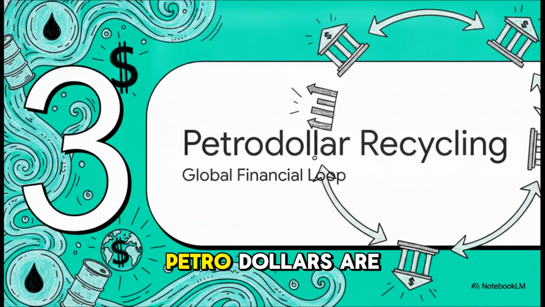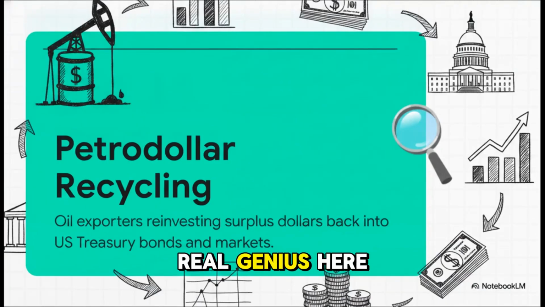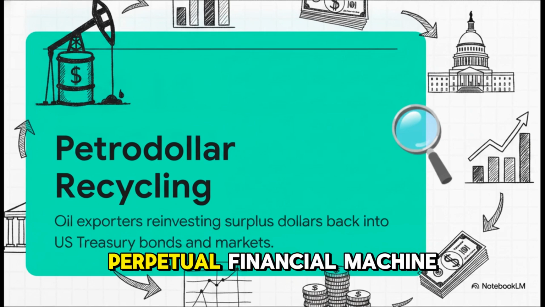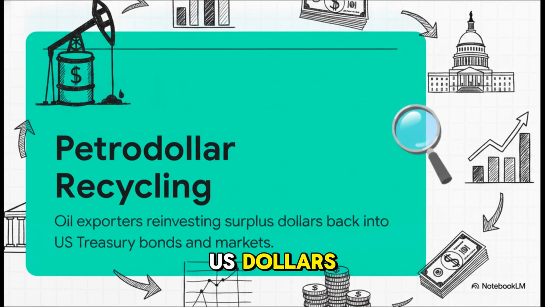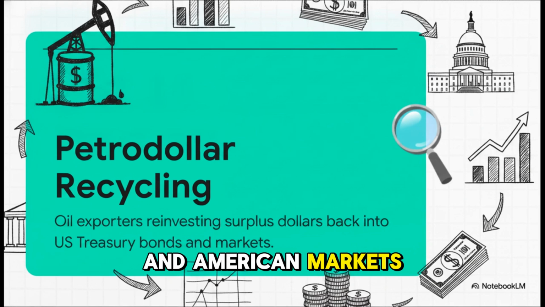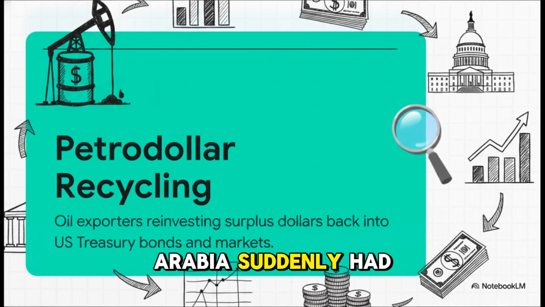Section 3. How petrodollars are recycled and the global financial loop. You know, the real genius here wasn't just forcing countries to buy their energy in dollars. It was the perpetual financial machine it created afterward, a process formerly known as petrodollar recycling. This is the process where oil exporting nations take their surplus US dollars and reinvest them directly back into US Treasury bonds and American markets. Exporters like Saudi Arabia suddenly had a problem most of us would love to have, way more dollars than they could possibly spend at home. So they channeled them straight back into American debt.